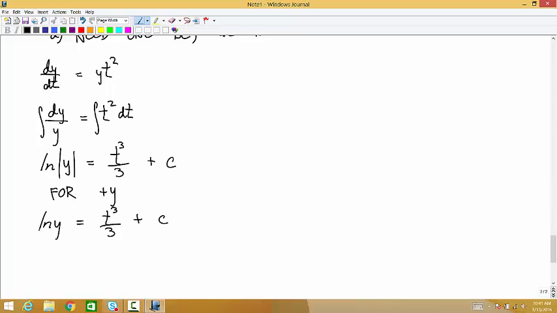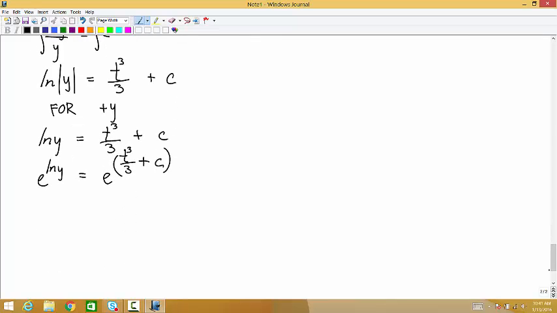Take e to the power of both sides. So you get e to the natural log of y is equal to e to the power of t cubed over 3 plus c. What's e to the natural log of y? Y. This thing, so, is e to the t cubed over 3 times e to the c.